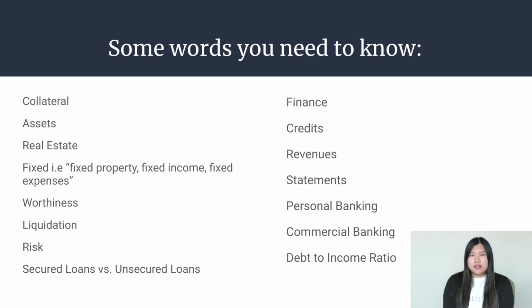Before we get to the slides, there are some words you need to know: collateral, assets, real estate, fixed as in fixed property, fixed income, fixed expenses, creditworthiness, liquidation, and risk. We're going to talk about secured loans and unsecured loans. We're also going to talk about finance credits, revenue statements, personal banking, commercial banking, and debt-to-income ratio.